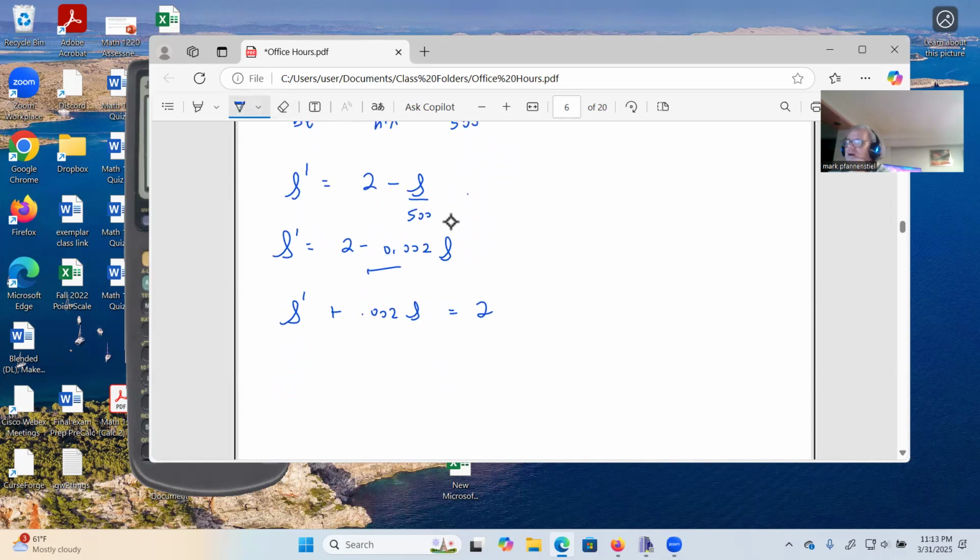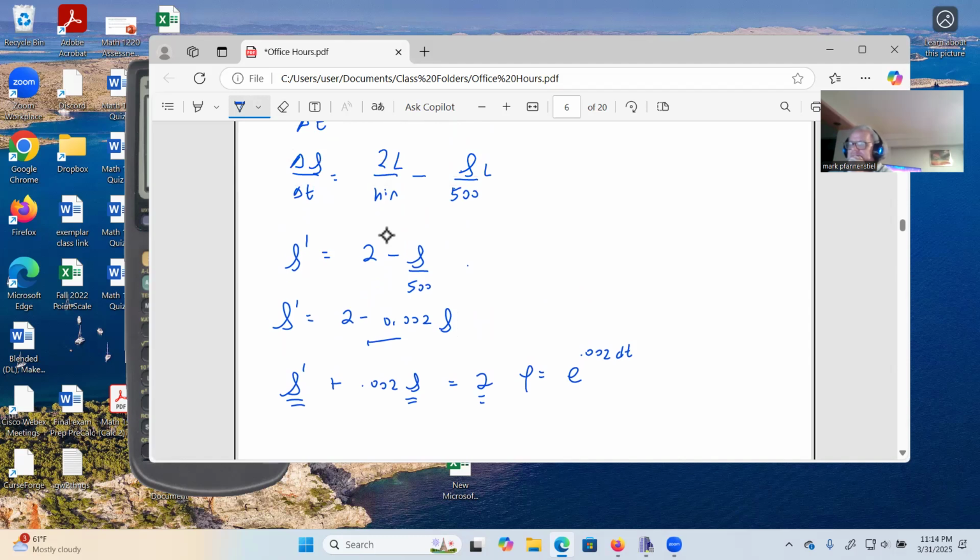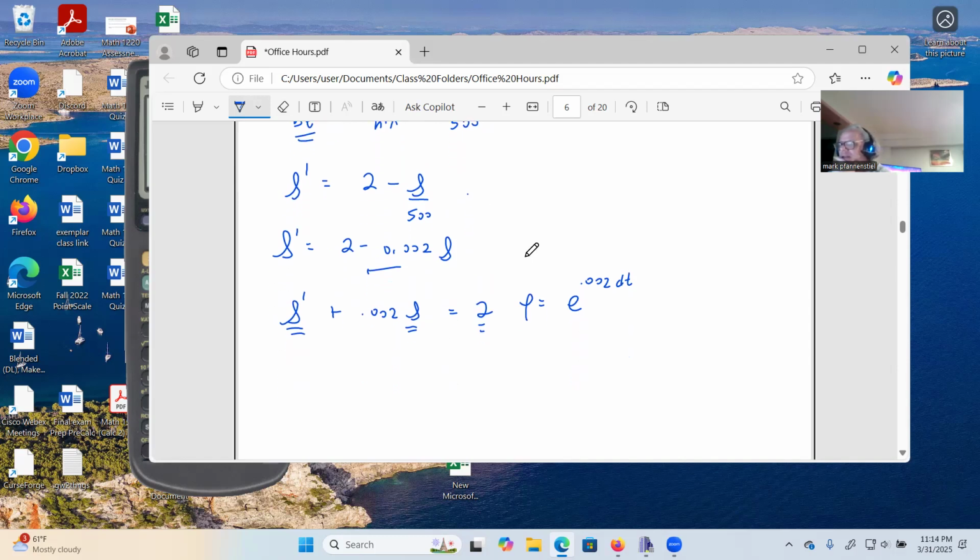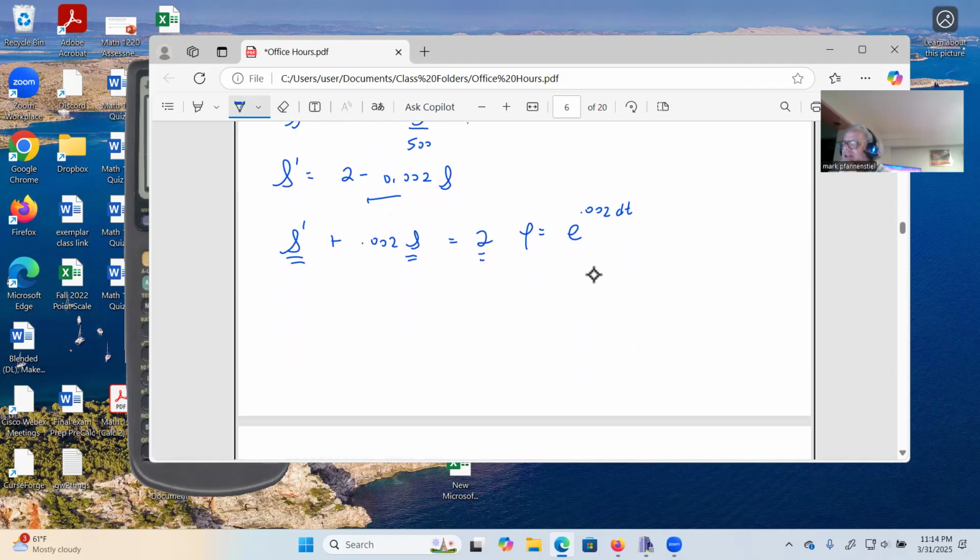All right. Well, would you look at that? It's a first order linear differential equation that would do well if we had an integrating factor. So we're going to say rho is equal to e to the integral of 0.002 dt, because this is per time. Okay, going back up here, it's per time. So we can integrate that. This is going to be rho equals e to the 0.002 t. And this is what I'm going to multiply both sides of my equation by.